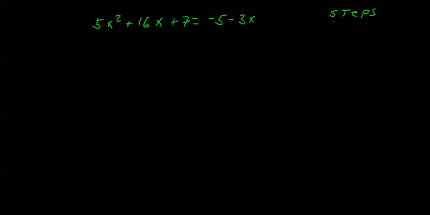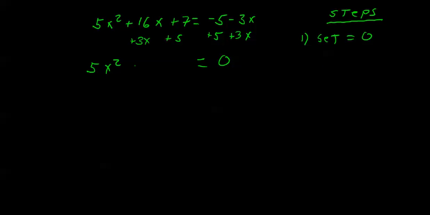All right, the steps, and you should write these down, are really quite simple. Step 1, set equal to 0. So I'm going to add 3x to both sides. And I'm going to add 5 to both sides, plus 5. I want to cancel everything on this side and get 0. So I have 5x squared plus 19x plus 12.